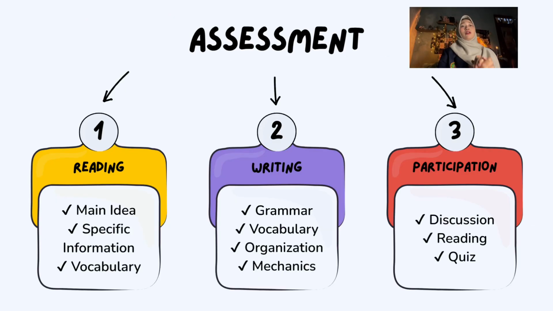So for assessment, students are assessed in three areas. First, reading assessment, which measures their understanding of the main idea, specific information, and vocabulary. Second, writing assessment, which evaluates grammar, vocabulary, organization, and mechanics. Third, participation assessment, which observes student involvement in discussion, reading activities, and the digital quiz. So this assessment provides a comprehensive evaluation of student learning outcomes.